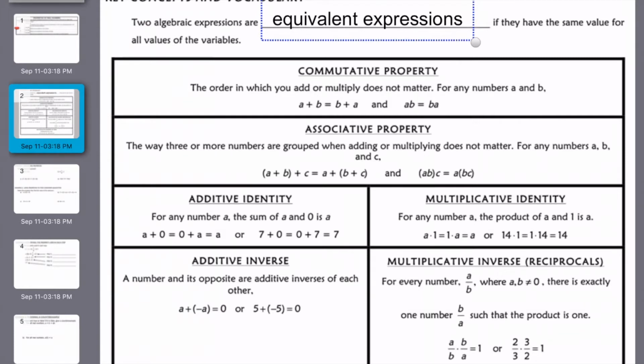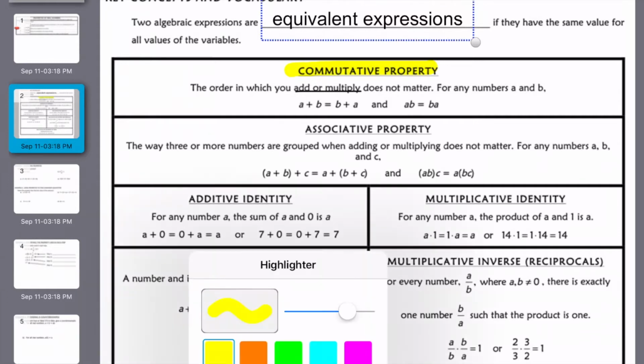I want to go through all of the properties that we're going to be talking about. Our first property, the commutative property: the order in which you add or multiply does not matter, for any numbers a and b. So a plus b is the same thing as b plus a, and this works for multiplication: a times b equals b times a.